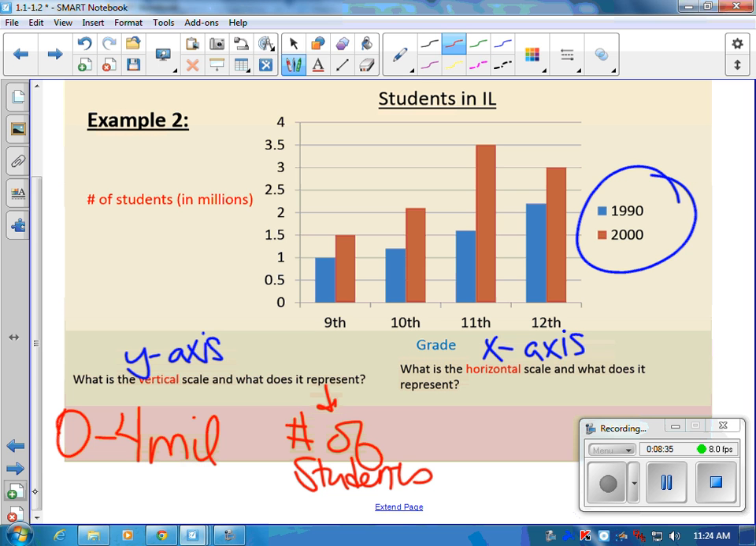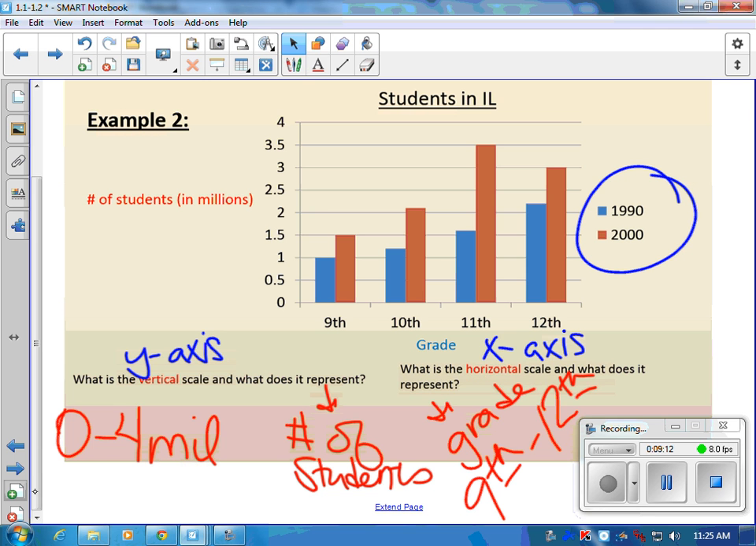That is a lot of kids, but we're talking about the entire state of Illinois, not just one school. So now let's take a look at the horizontal scale. So what is the horizontal scale, and what does that represent? Seth? Okay, so it represents the grade level. And what is our scale? Where do we start? Where do we stop? Are we talking about every grade? Are we talking about college? What are we talking about? Jacob? 9th through 12th. So our actual scale, we start at 9th grade and we go through 12th grade, and it represents the grade level of the students.